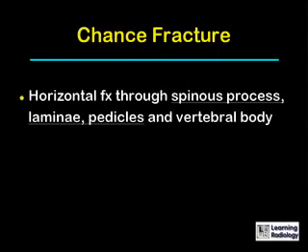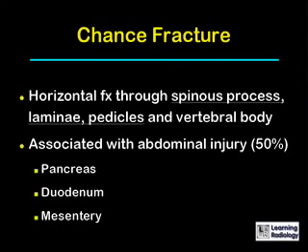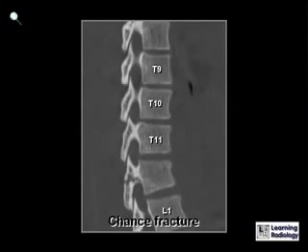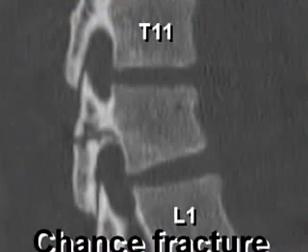Chance fractures are horizontal fractures through the spinous process, the laminae, the pedicles, and the vertebral body. Sometimes the fracture through the vertebral body may be difficult to see. They are particularly important because they're associated with abdominal injury almost 50% of the time, especially to the pancreas, duodenum, and to the mesentery. This is an example of a chance fracture of T12.